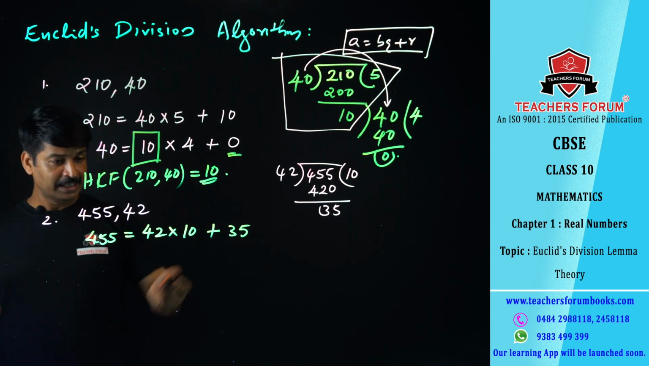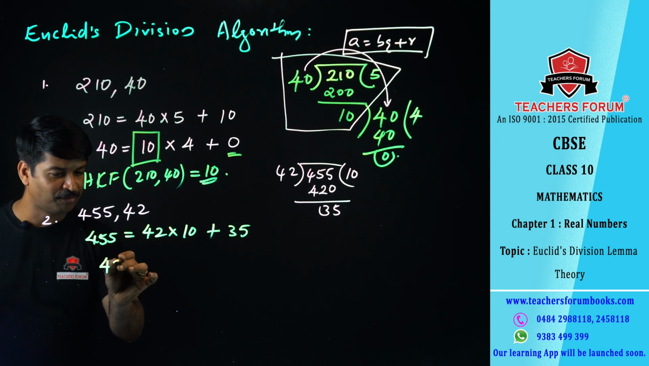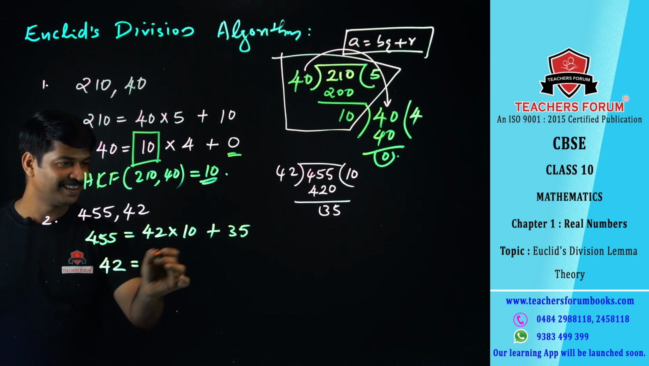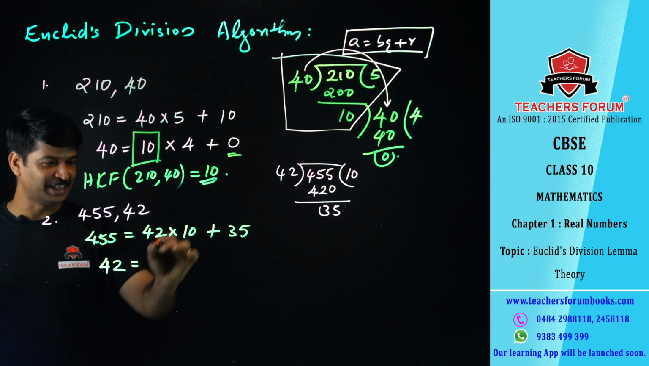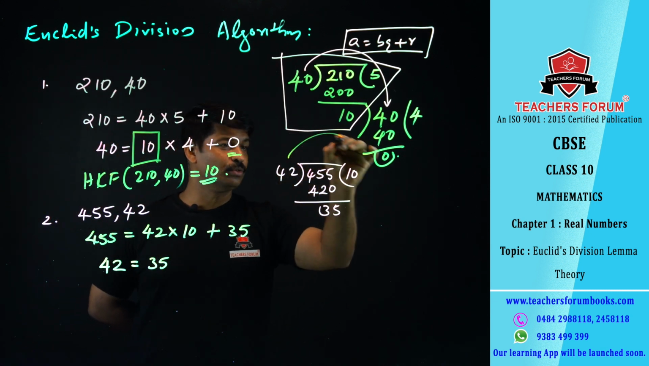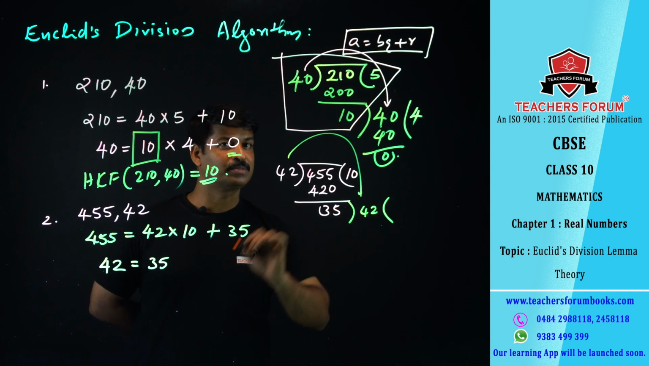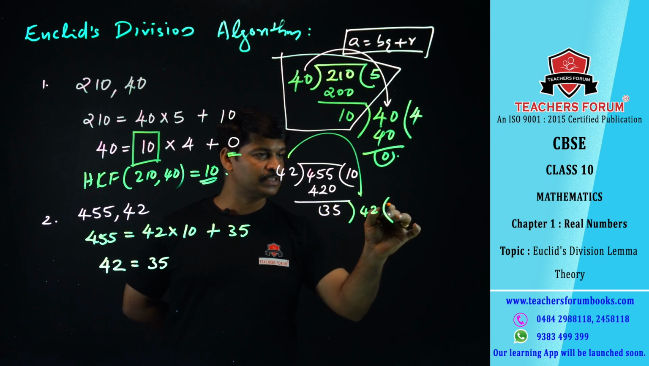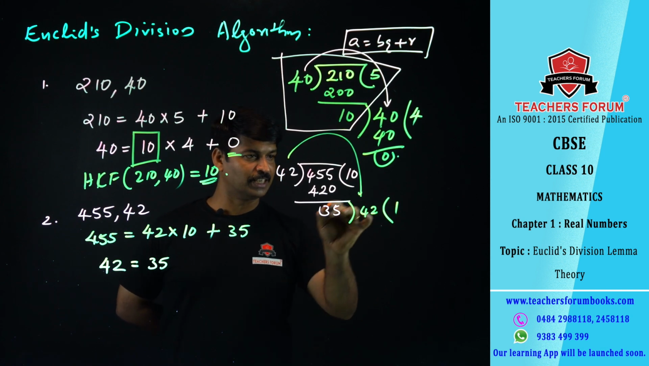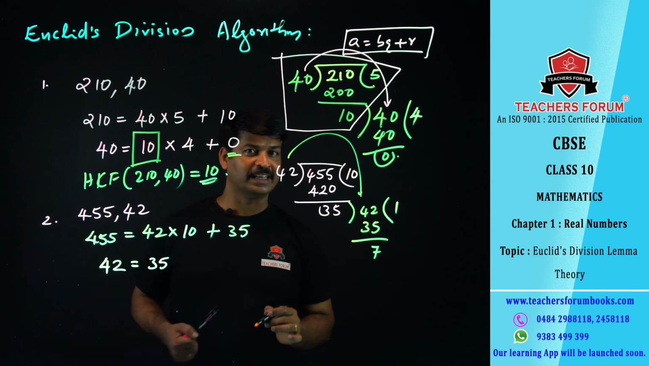Now what is the next step? The next step, what is the divisor? That becomes the dividend. So you divide 42 by 35, the remainder becomes the divisor, isn't it? Now let us divide it. Now this 42 becomes the dividend and the remainder becomes the divisor. Now 35 goes once in 42. So 35 into 1 is 35. What is the remainder? Remainder is 7.